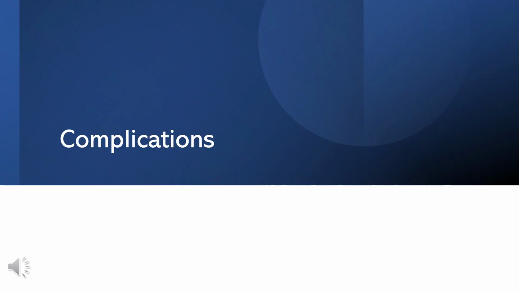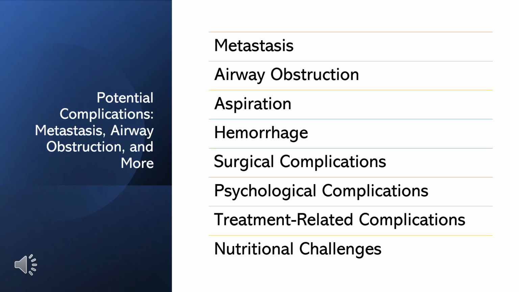Complications. Let's look at some possible complications of laryngeal cancer. First is metastasis. This is the uncontrolled proliferation of cancerous cells from the primary site in the larynx to secondary sites in the body. Frequently, the cancer metastasizes to the lungs, liver, and bones, but it can also spread to the brain or the adrenal glands.